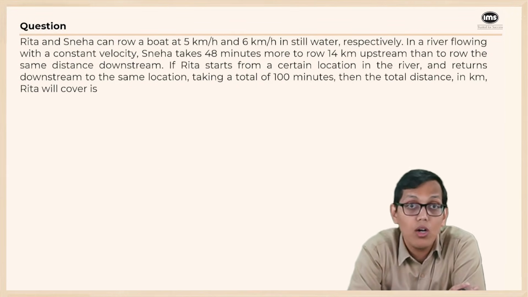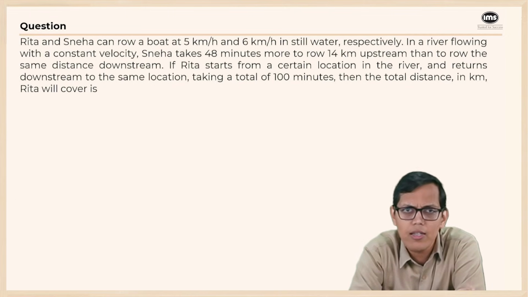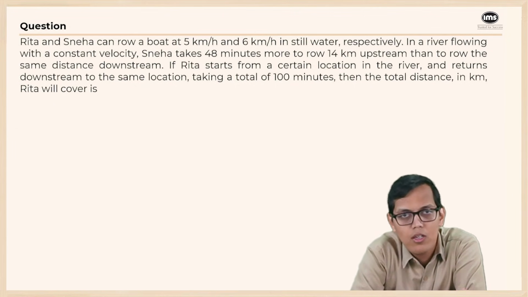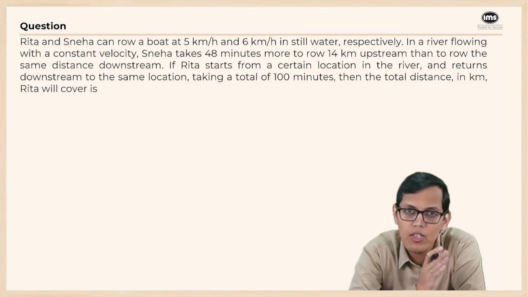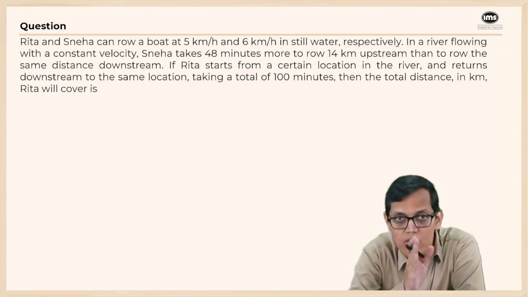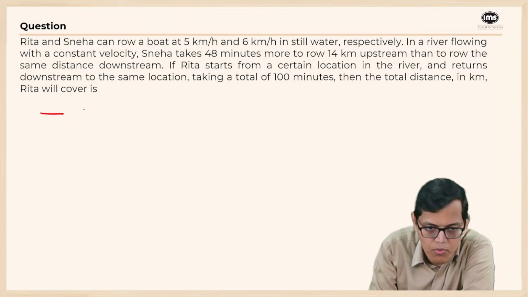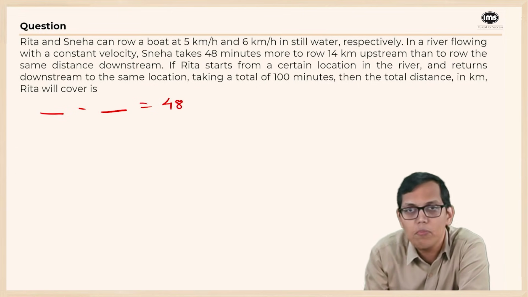Rita and Sneha can row a boat at 5 km per hour and 6 km per hour in still water. In a river flowing with constant velocity, Sneha takes 48 minutes more to row 14 kilometers upstream than to row the same distance downstream. Let's focus on this much part first. So the difference of time taken between the upstream journey and downstream journey for Sneha was 48 minutes. Let me write it like this: time 1 minus time 2 was equal to 48 minutes.